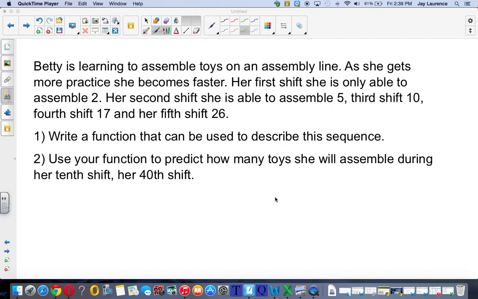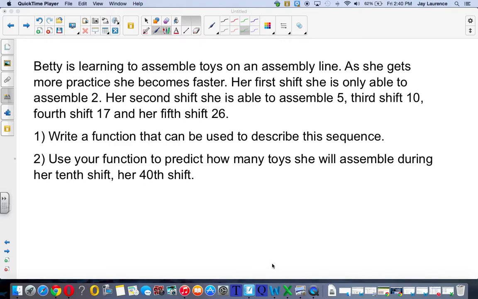First, let me start by reading the problem on the board. Some of you took a attempt at it on Thursday in class. Betty is learning to assemble toys on an assembly line. As she gets more practice, she becomes faster. Her first shift, she is only able to assemble 2 toys. Her second shift, she is able to assemble 5, third shift 10, fourth shift 17, and her fifth shift 26. Write a function that can be used to describe this sequence. Use your function to predict how many toys she will assemble during her 10th shift and her 40th shift.